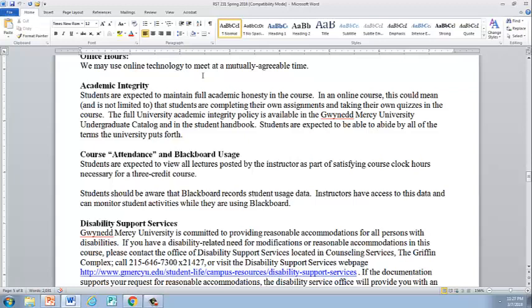Now, there are services where they record you as you do it to make sure you're not cheating. I don't think we need to go that route, but if there's any evidence there is cheating, I'll have to make sure I abide by the policy that's there in the undergraduate catalog and the student handbook. It's your responsibility to have an understanding of those policies, so please check them out.